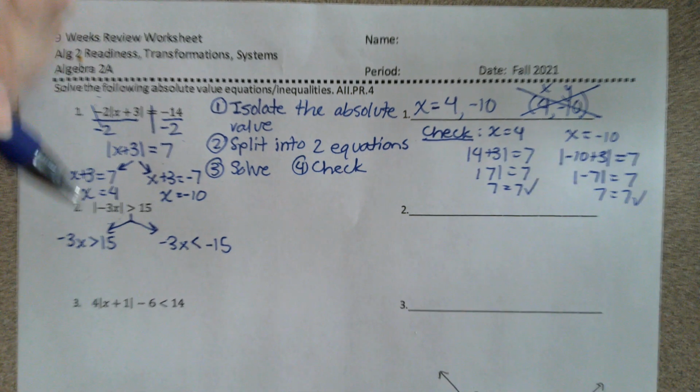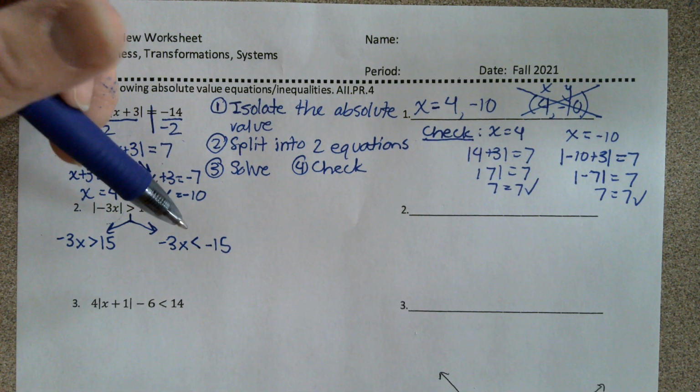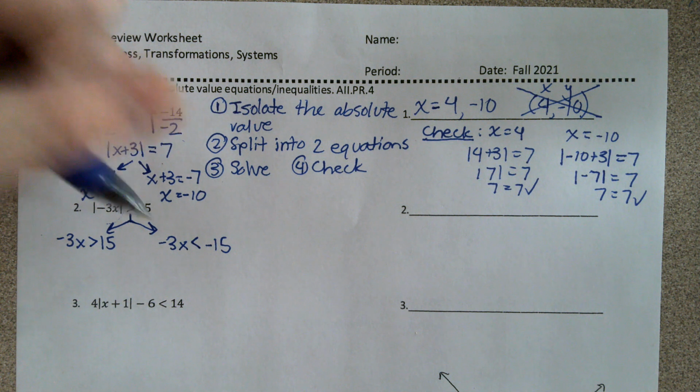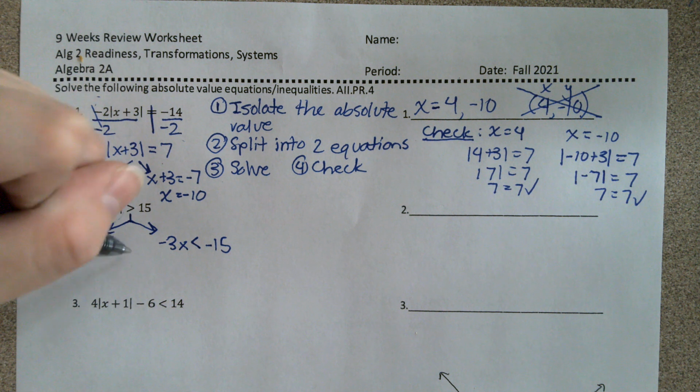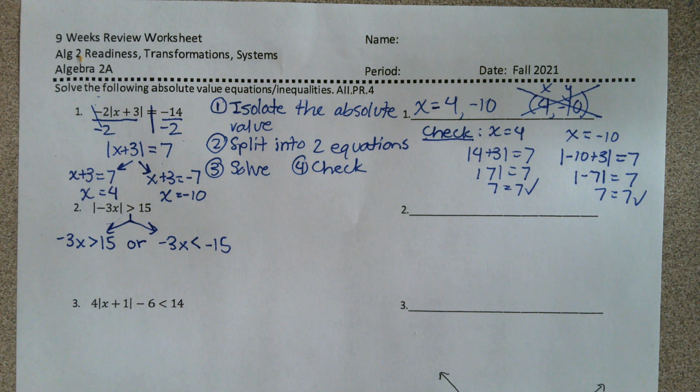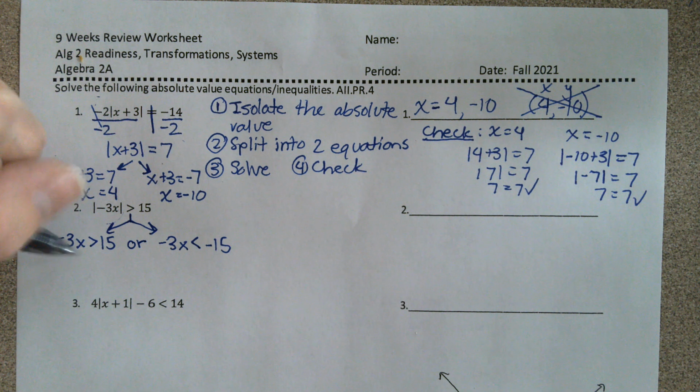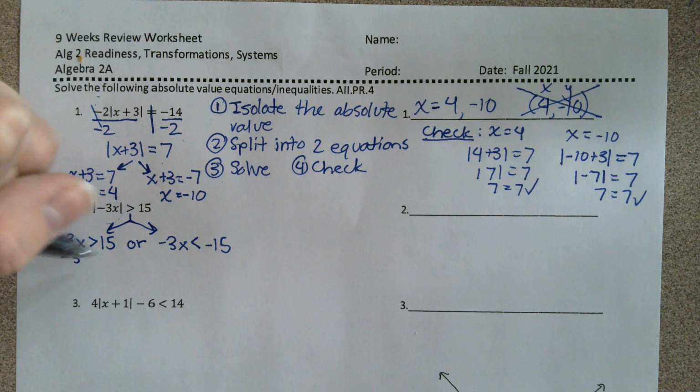Another thing you have to consider is whether we have an and or an or equation. So our equation here, we have greater than, so this is an or statement. And this or is part of the answer. Now we solve for x by dividing both sides by -3.